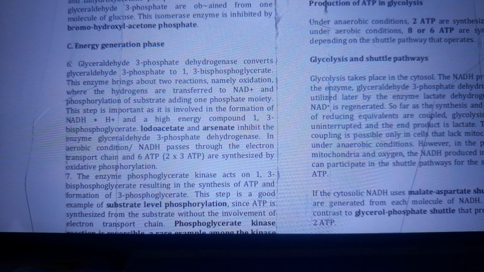We are back with glycolysis as a continuation of the topic. We just started it. We're just going to complete it now.